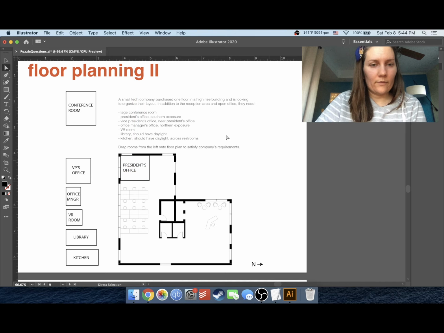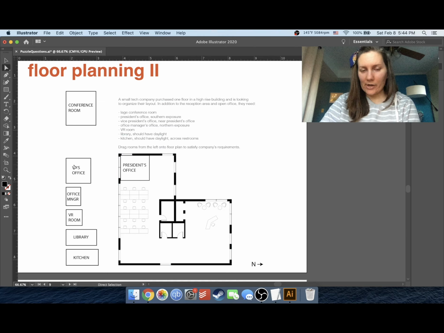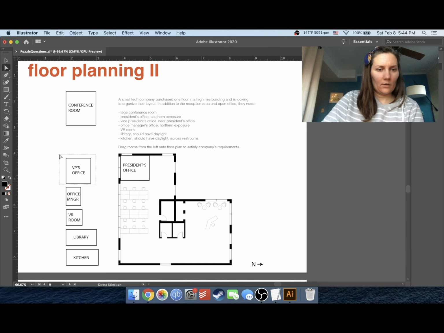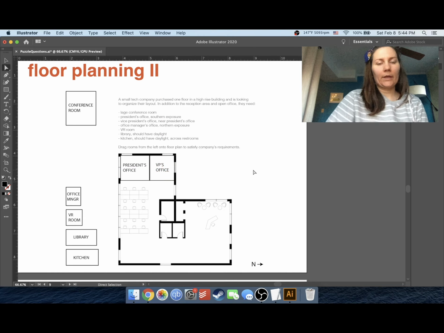Okay, now vice president's office near president's office. So, if you look at the amount of area here and here, the chances are that they're going to be right next to each other like that. Okay.